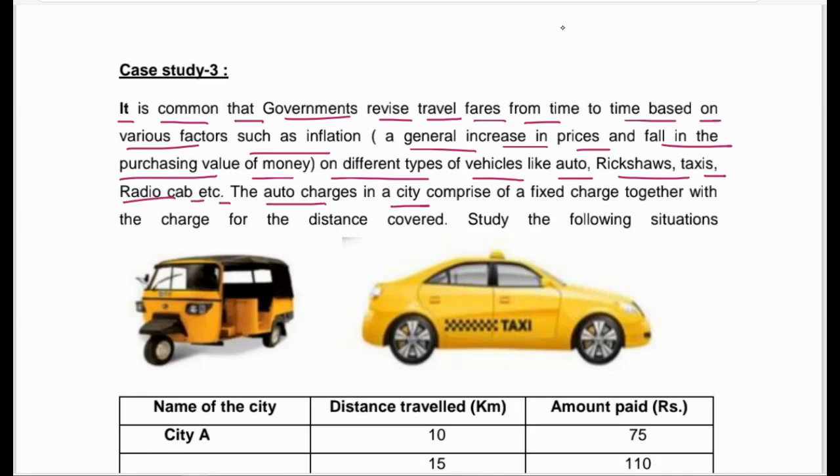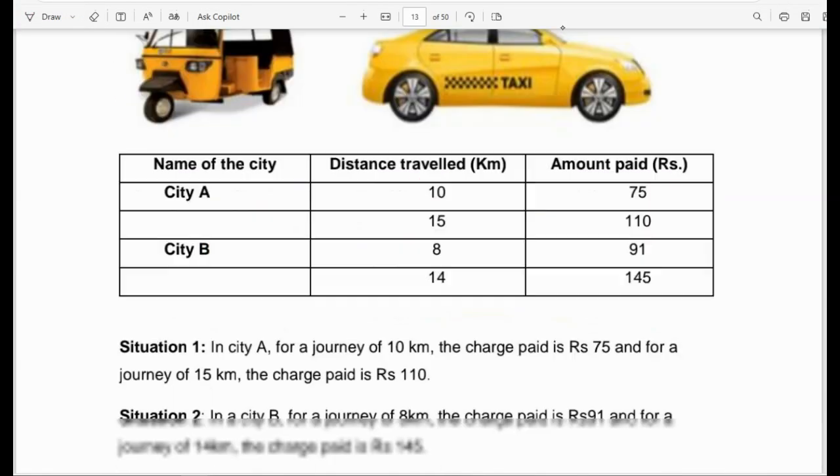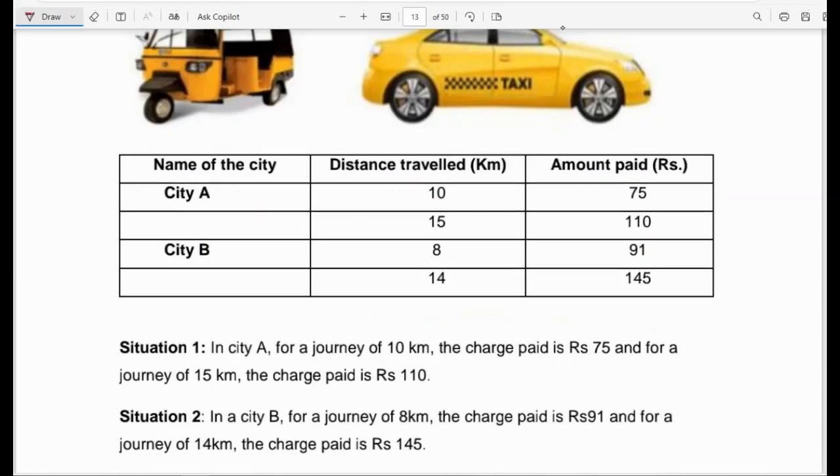The auto charges in the city comprise a fixed charge together with the charge for the distance covered. Study the following situations. So auto and cab taxi. Here in city A, travel 10 kilometer amount is 75, 15 kilometer 110. For city B, it is 8 kilometer 91 rupees and 14 kilometer 145 rupees. Now they've given some situations.